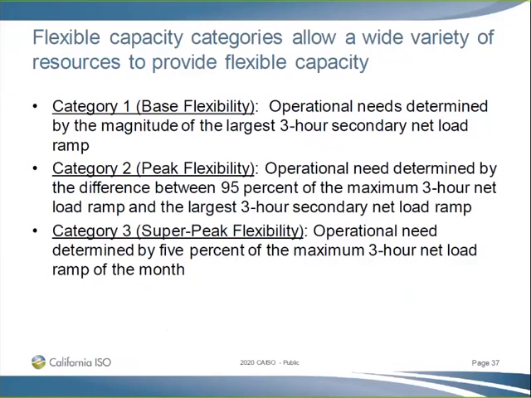This largest here is for each month, so you have the largest secondary. The secondary for each day is defined as the largest 3-hour ramp outside the range of the primary ramp for that day. So this has been defined since 2014, I believe.